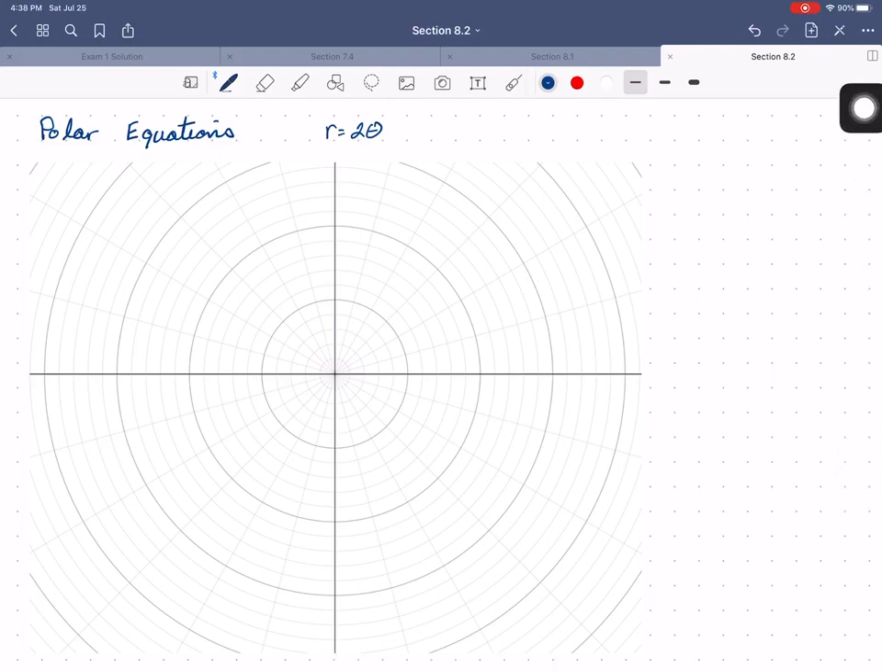Well, we don't know a thing about graphing in polar coordinates yet. That's what we're trying to figure out. So we're just going to make a table. And our table is going to be a theta and an r. Okay. And I don't have any labels on my spokes here, but let's see. Pi over 3. This is pi over 4.